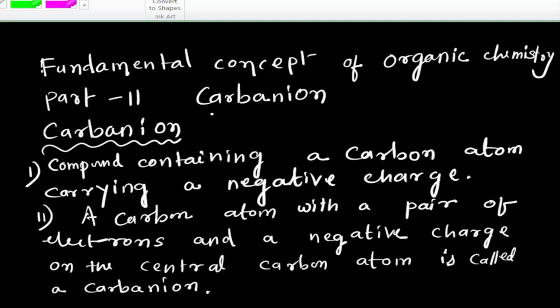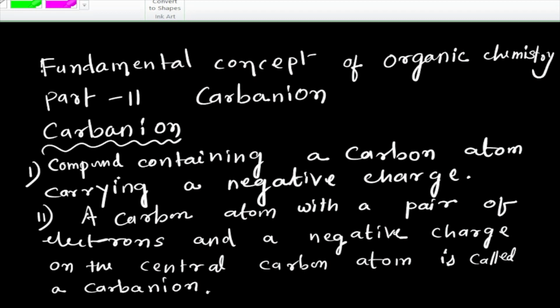Carbanion. What does carbanion mean? Carbon plus anion. What is an anion? A negative charge. And what is a cation? A positive charge. So here, carbanion means carbon having a negative charge. Then how will it be formed?